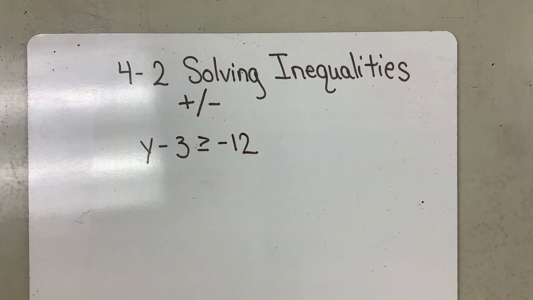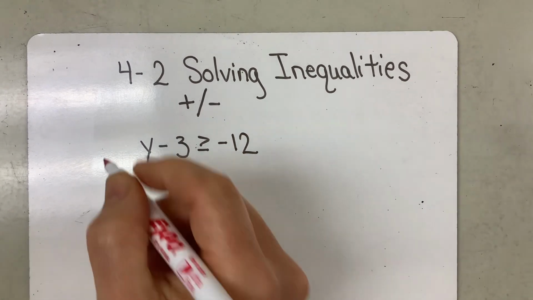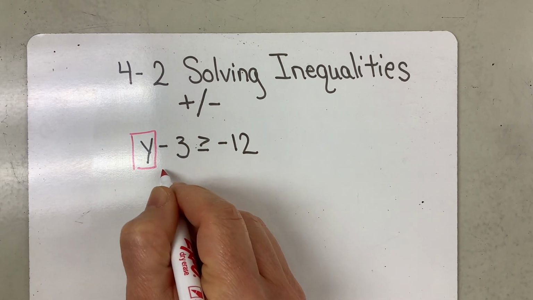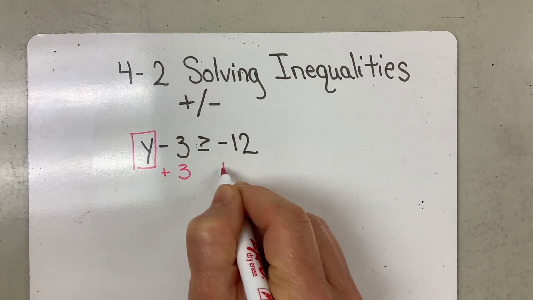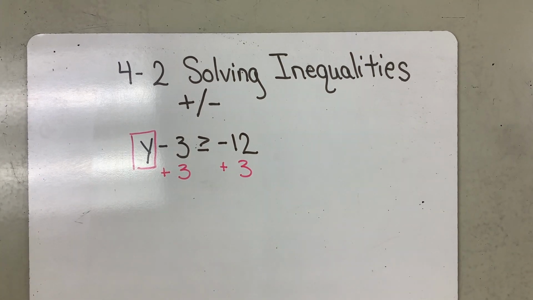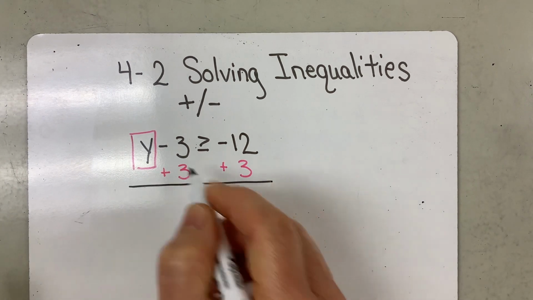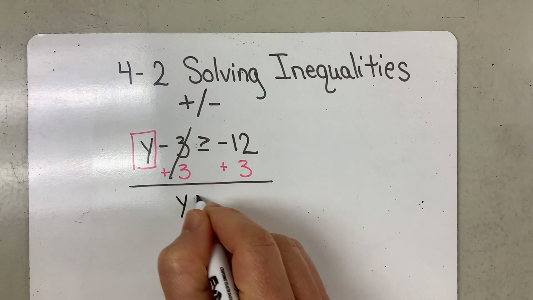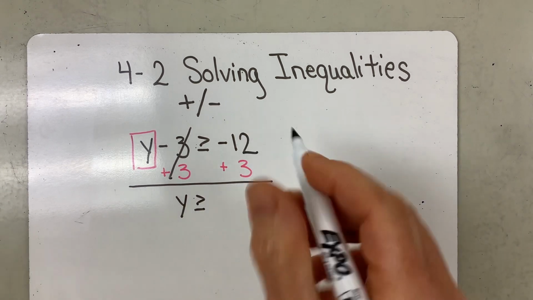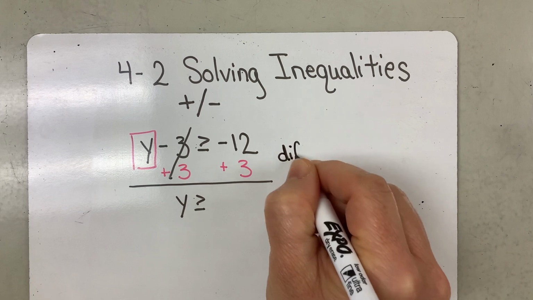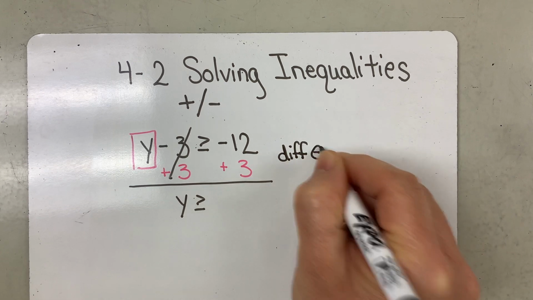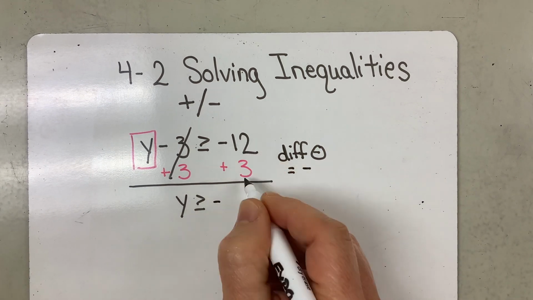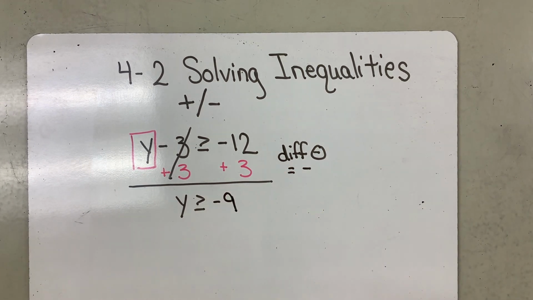Just like we did before, we want to get the y alone. So we want to get rid of this minus 3. The opposite of a minus 3 is we're going to add 3 to both sides. When you do that, the 3's create that 0 pair. Y is greater than or equal to. Now, this is different. These have different signs. Because they have different signs, we're going to subtract. And the bigger one is negative. So 12 minus 3 is 9.